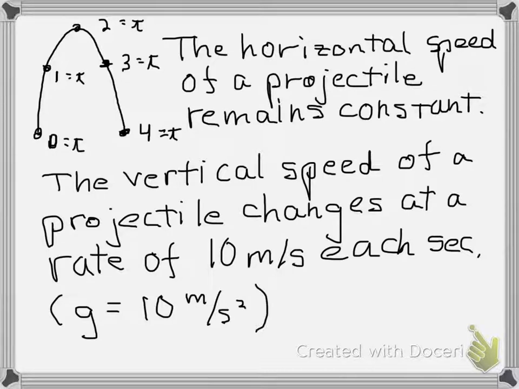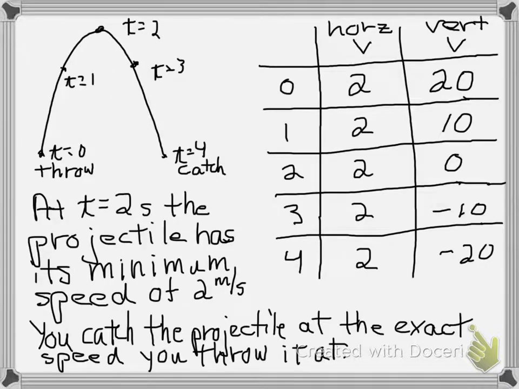The Earth pulls down on all objects and accelerates them so that the velocity changes at negative 10 meters per second each second. I've thrown a projectile at t equals 0, and it takes 2 seconds to reach its peak. On the way down, if I catch it at the same height, not the same horizontal location, the same height, I will catch it at exactly the same speed.